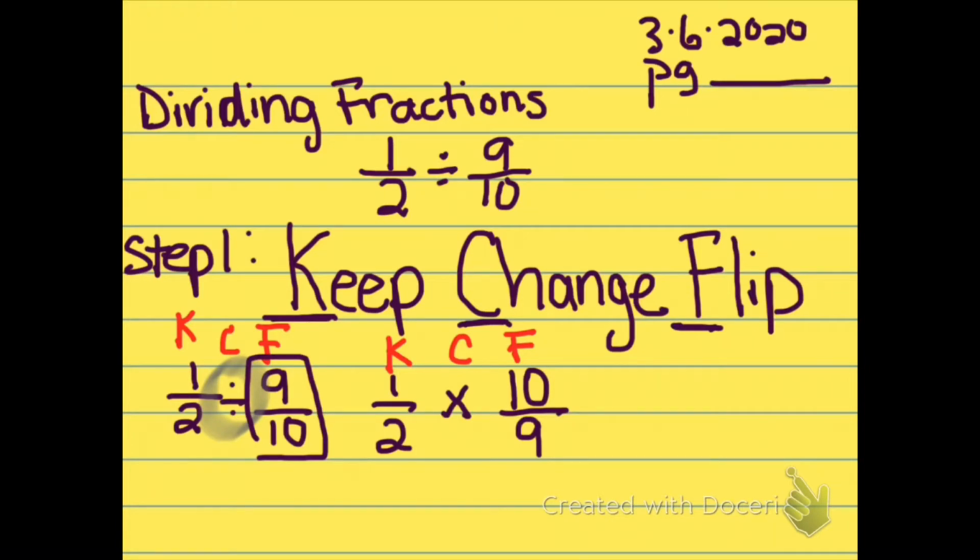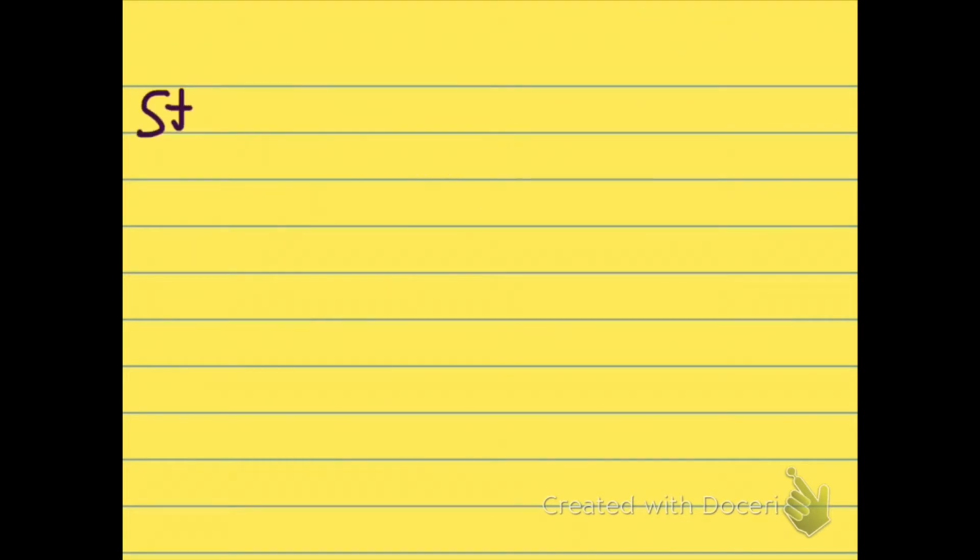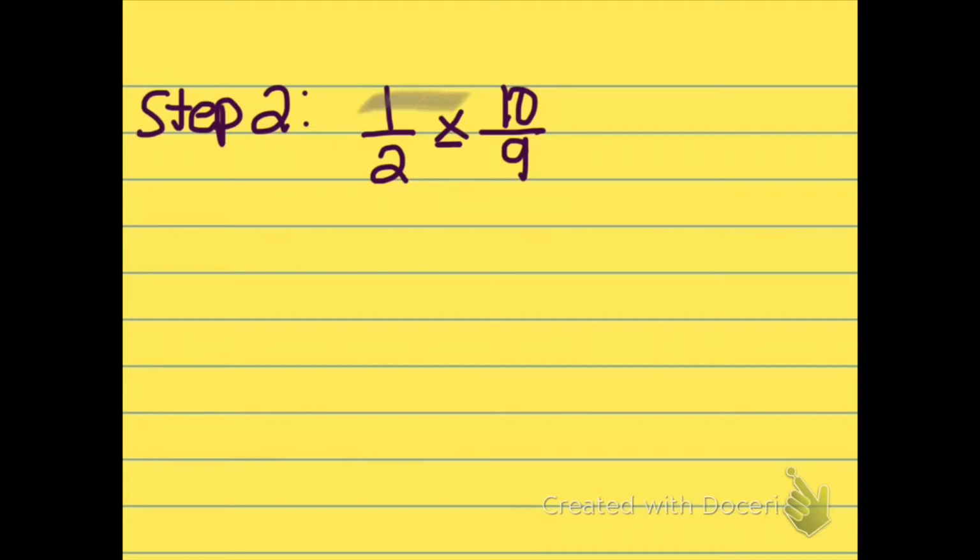I'm going to go ahead and switch pages. You're going to keep writing. So step 2. Write this with me. You have 1/2 times 10/9, which you got using keep, change, flip. Now, we use the strategies for multiplication, which is to multiply straight across.